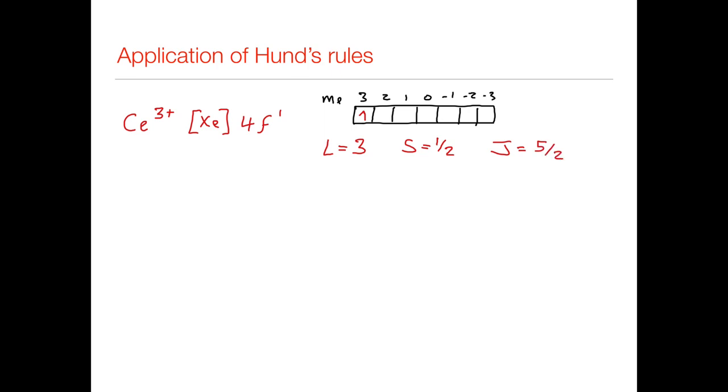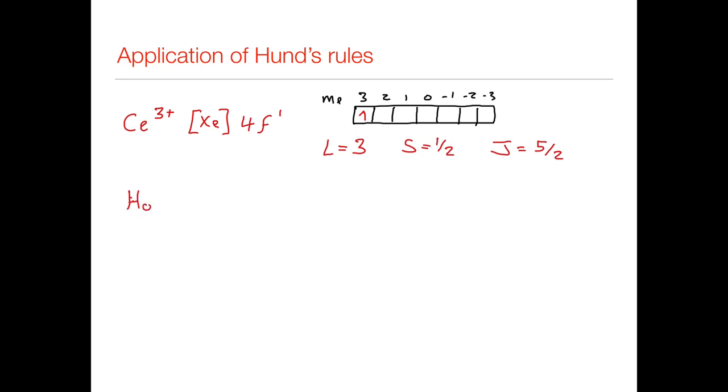So now for the cerium atom, which contains lots and lots of electrons, I can zoom out and just replace that by saying this is an object which has orbital angular momentum 3, spin angular momentum 1/2, and total angular momentum of 5 halves, or at least those are the quantum numbers which describe the angular momentum.